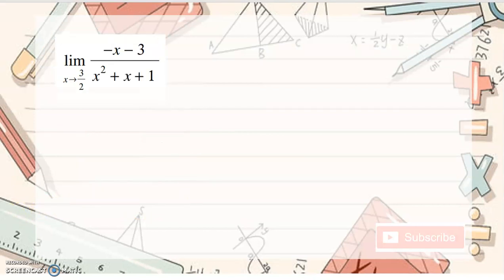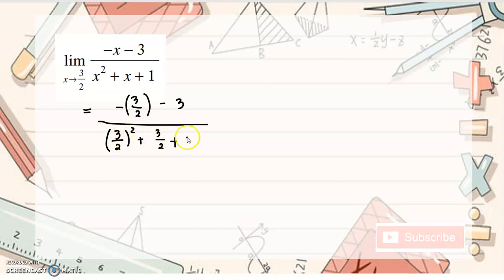For the last example here, we would like to know what is the limit of negative x minus 3 all over x squared plus x plus 1 as x approaches 3 halves. In this example, we just change all of the values of x into 3 halves. So let's do this one. This would be equal to negative 3 halves minus 3 all over 3 halves squared plus 3 halves plus 1.